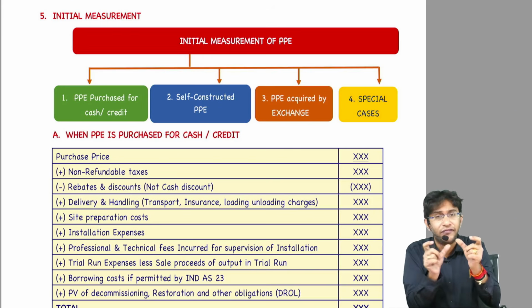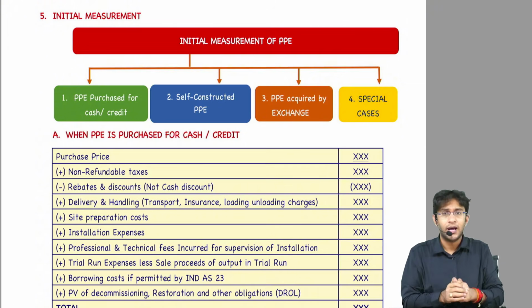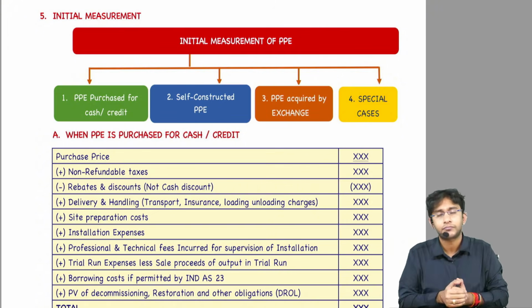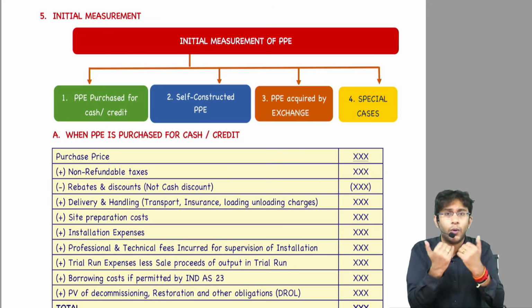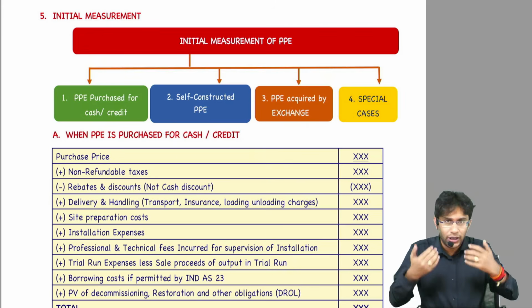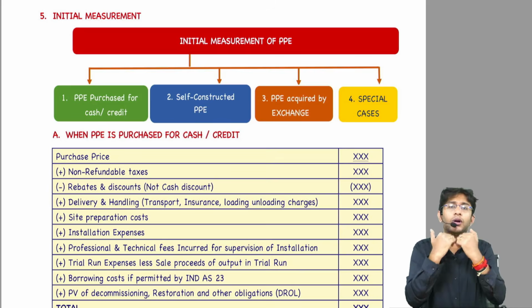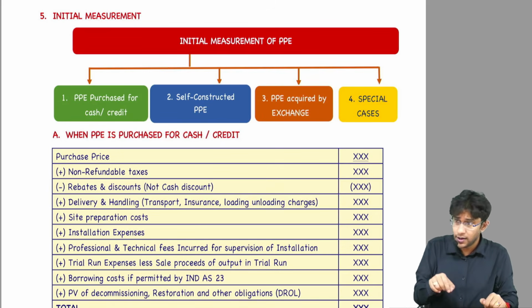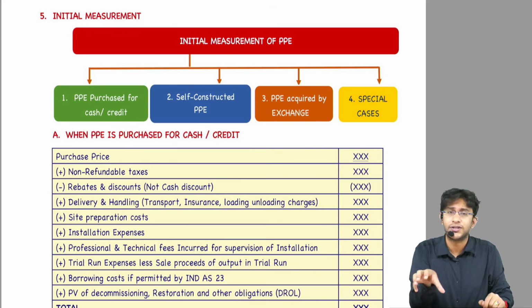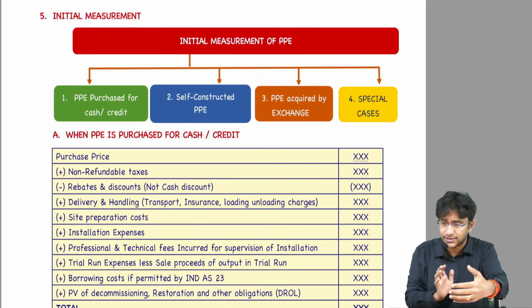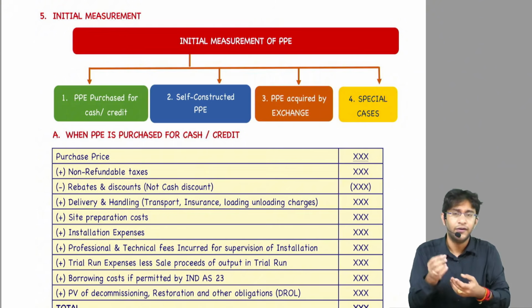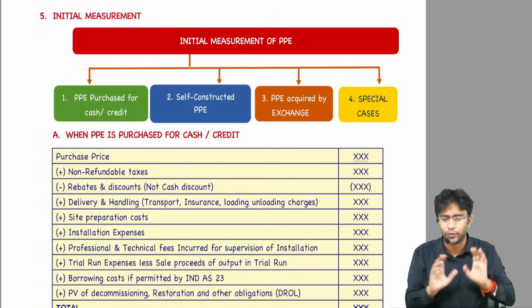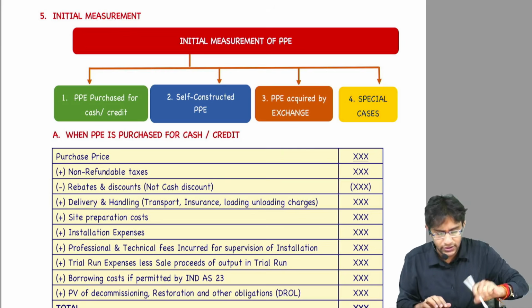Second case, self-constructed asset. It means the asset is not there, you are building it. Number 3, a PPE acquired by way of exchange. You gave away some assets, in return you got a PPE. You might have paid some cash, you might have received some cash, that is also possible, but broadly, the entire consideration is not cash. You have given away some assets and acquired a PPE. Third case. Fourth case, some special cases are there, nothing to worry, easy only. Now, let's focus on the first one.